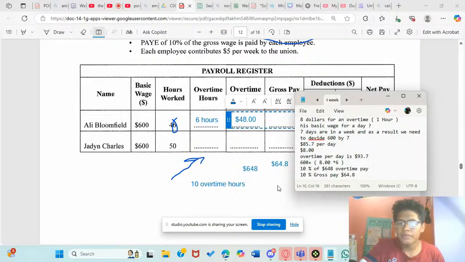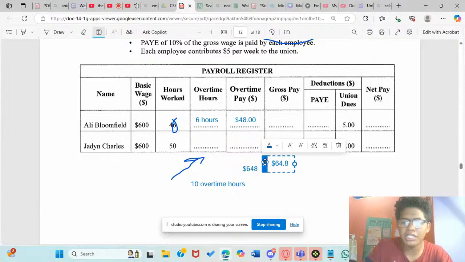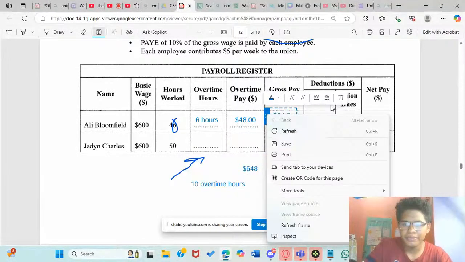So his gross pay. We understand that overtime is 48, right? So we have this gross pay. His gross pay is $648. So we could put that right here, take that and put that right there, right?